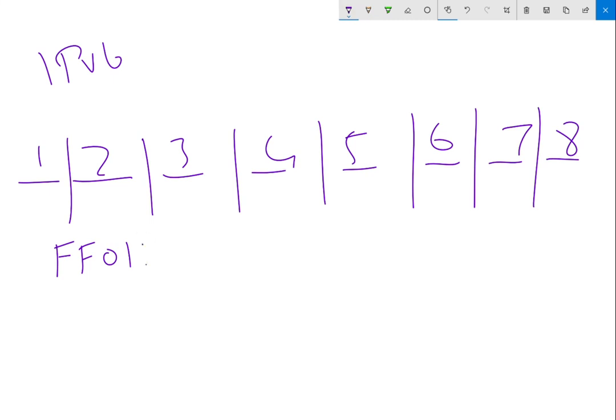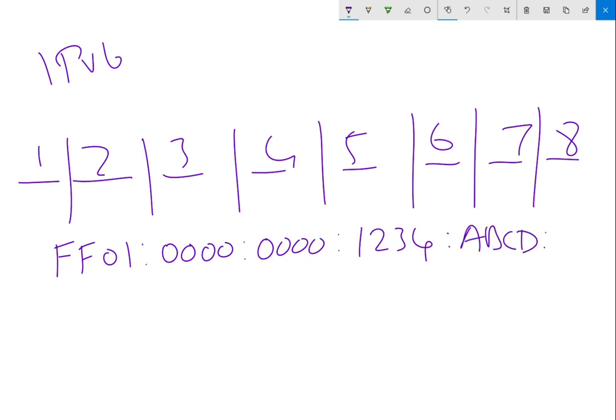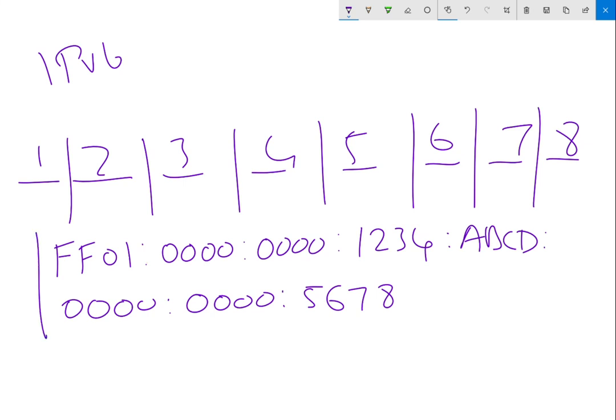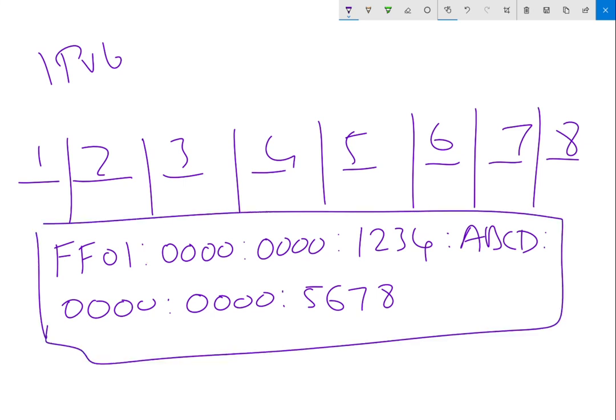Okay, so I say 0, 0, 0, 0, another 0, 0, 0, 0. Fourth part is 1, 2, 3, 4, and then fifth part is A, B, C, D. Sixth part is 0, 0, 0, 0. Seventh part is 0, 0, 0, 0. Eighth part is 5, 6, 7, 8. Something like this. Okay, so this is the structure of your IP version 6.